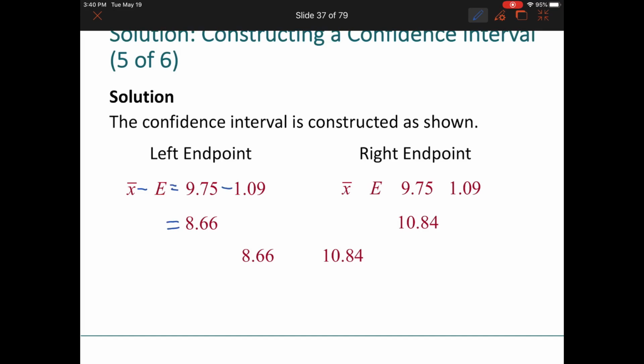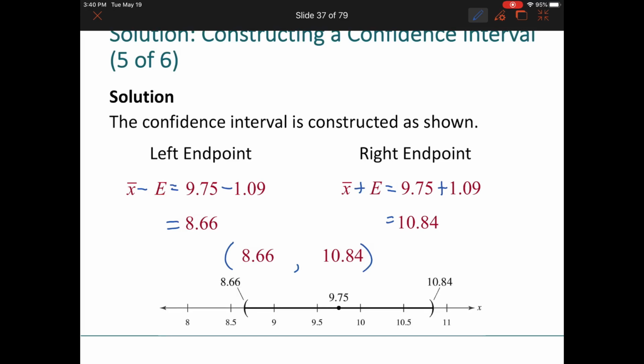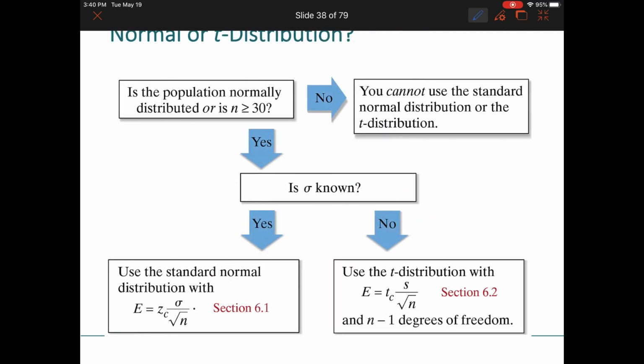So here's how we build a confidence interval. Left endpoint, right endpoint, we subtract the margin of error. 9.75 minus 1.09, it's around 8.66. And of course the high side endpoint is the same thing except we add. So now we have our answer, which I just choose to write in algebraic style, and that seems to be a little faster. And there's a number line too. How about that? We do not need that.